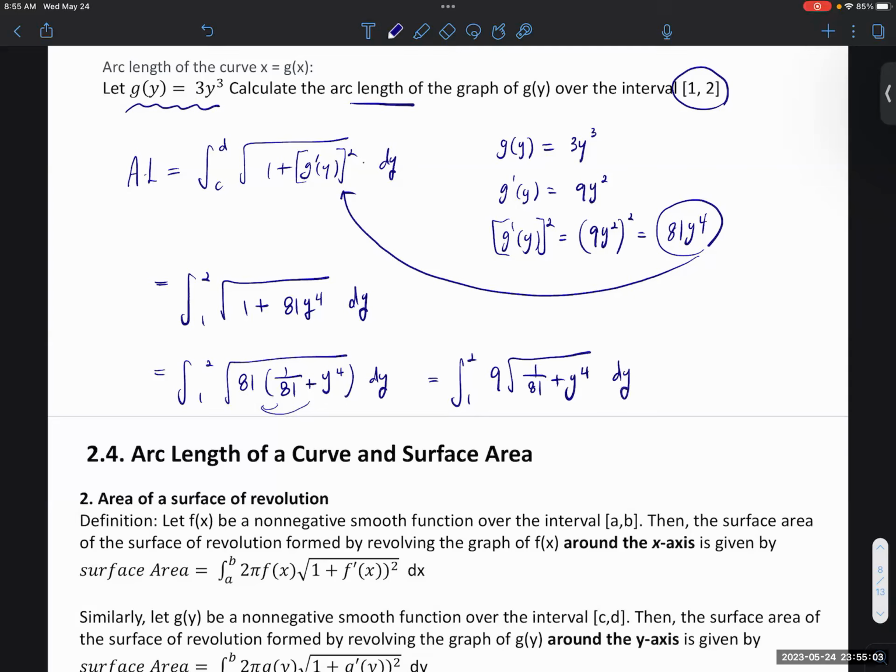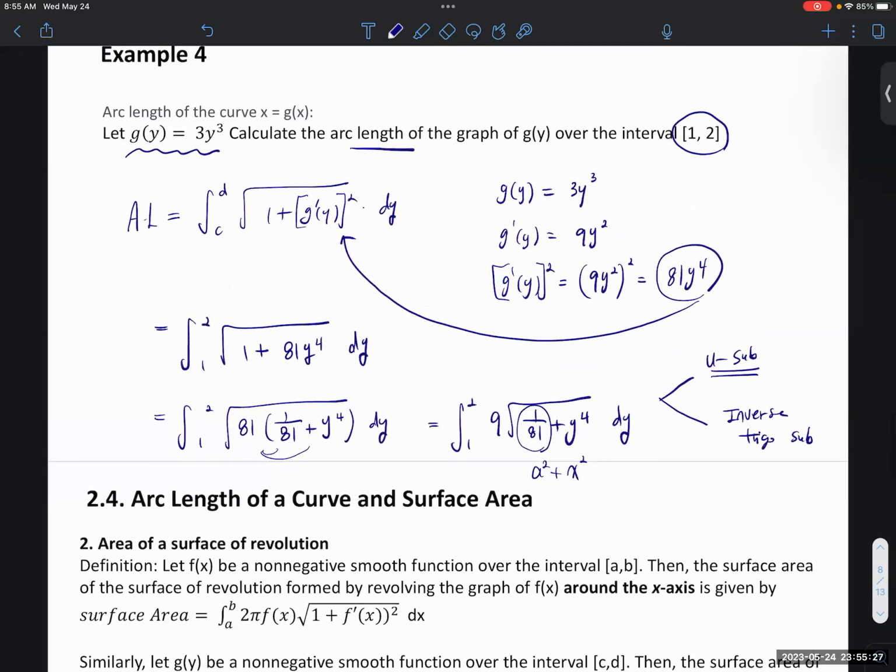So you can use a u substitution here, or do you remember inverse trigonometric substitution? This is a perfect square, a squared plus x squared. So you can utilize inverse trigonometric substitution, or you can use u substitution. You will get the same answer. So this one, I will leave it for you to try. Try the rest of the work. This one might be in the next test. That's why I want you guys to try.